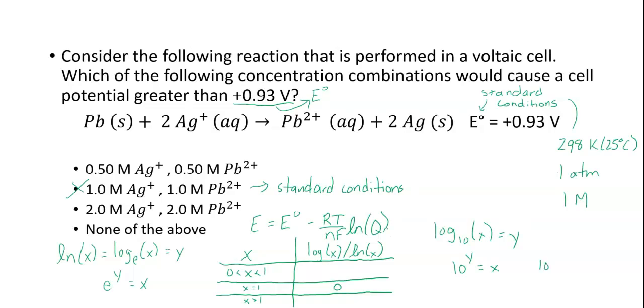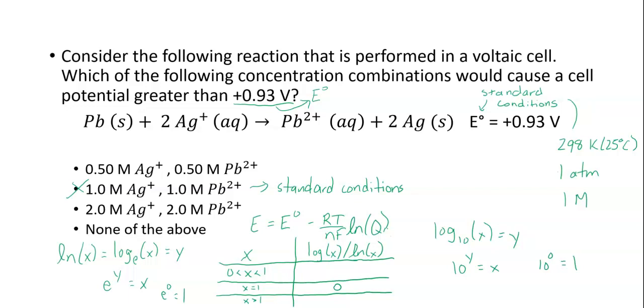10 to the 0th power is equal to 1. Anything to the 0th power is equal to 1. So e to the 0th power is also equal to 1. So it doesn't matter what base our log is, whether it's base 10 or base e. When we take the log base anything of 1, that's going to be 0, because anything to the 0th power is equal to 1. Now let's imagine that we take the log of a number larger than 1.